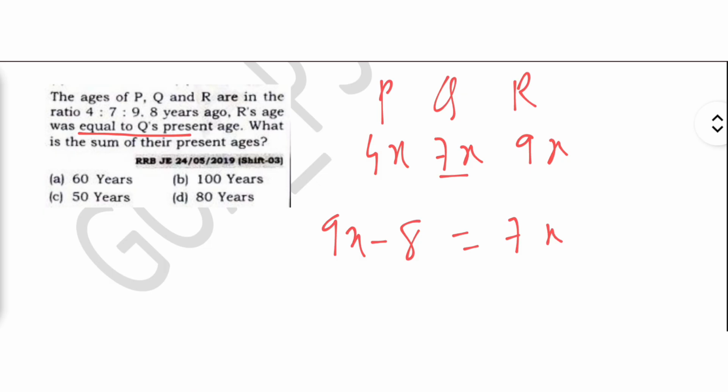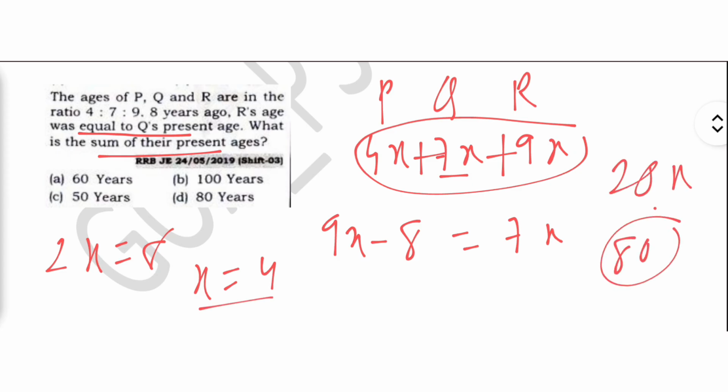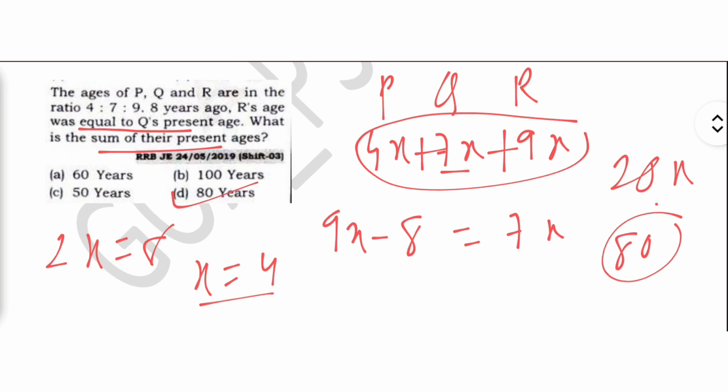7x. 9x minus 7x is nothing but 2x, which is 8. Therefore x is 4. What is the sum of the present ages? We have to add these. 4 plus 7 plus 9 is how much? 20. So the sum is 20x. If x is 4, 20x is how much? 80. Simple.